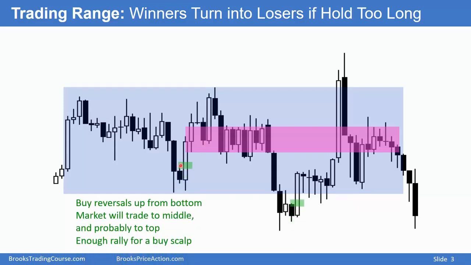It's much better to be looking for bear breakout attempts, expect them to fail, and buy a reversal up at the bottom. Bear breakout attempt, micro double bottom, buy a reversal up at the bottom, expecting the market to rally at least enough up for a scalp.